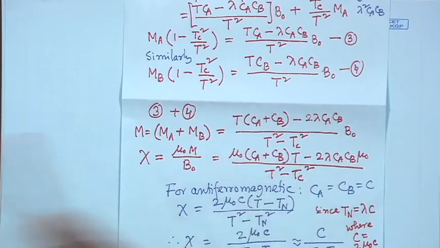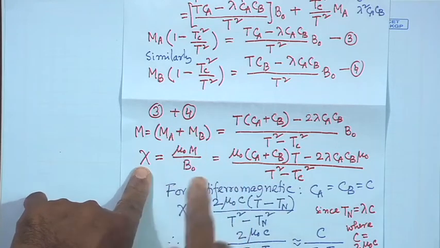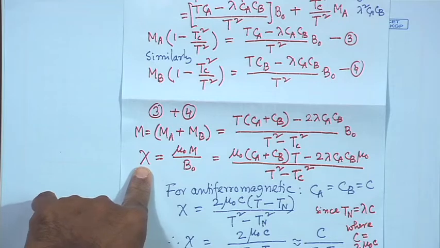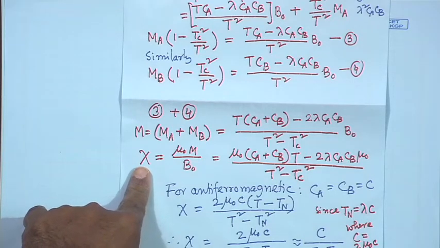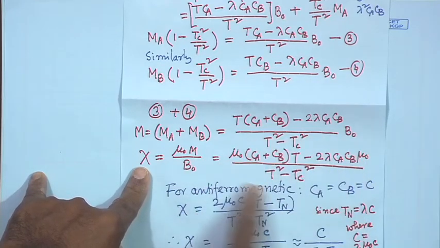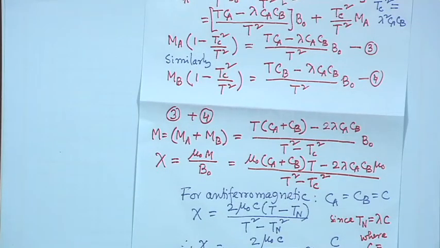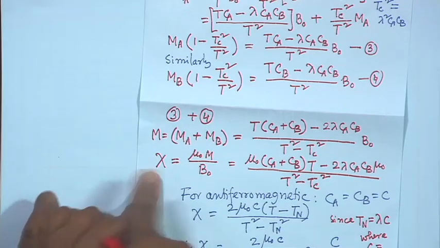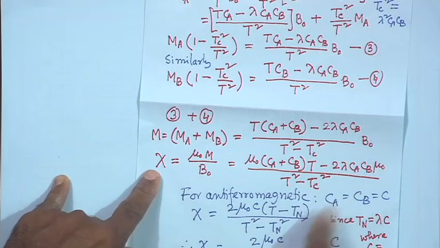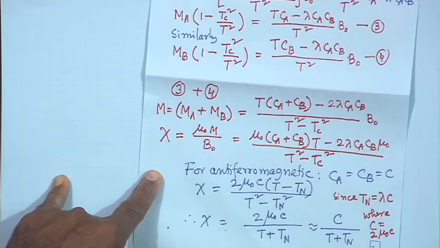So, this is for the ferromagnetic case. Here you can see this chi is not C by T minus theta or T c in case of ferromagnetic. So, its dependence on temperature is different. I will show if we plot 1 by chi as a function of temperature, then you can see it is different, its curve is towards the axis.